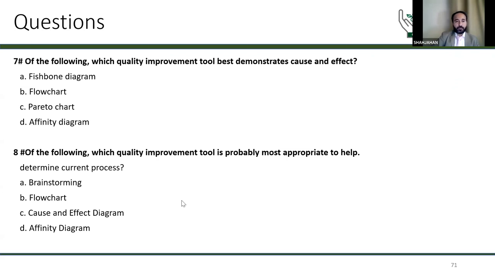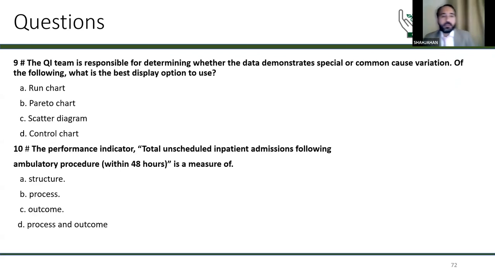Okay, we will go for the question number eight. Of the following, which quality improvement tool is probably most appropriate to help? Oh, sorry, we did already. Okay, now we'll go for question number 9.